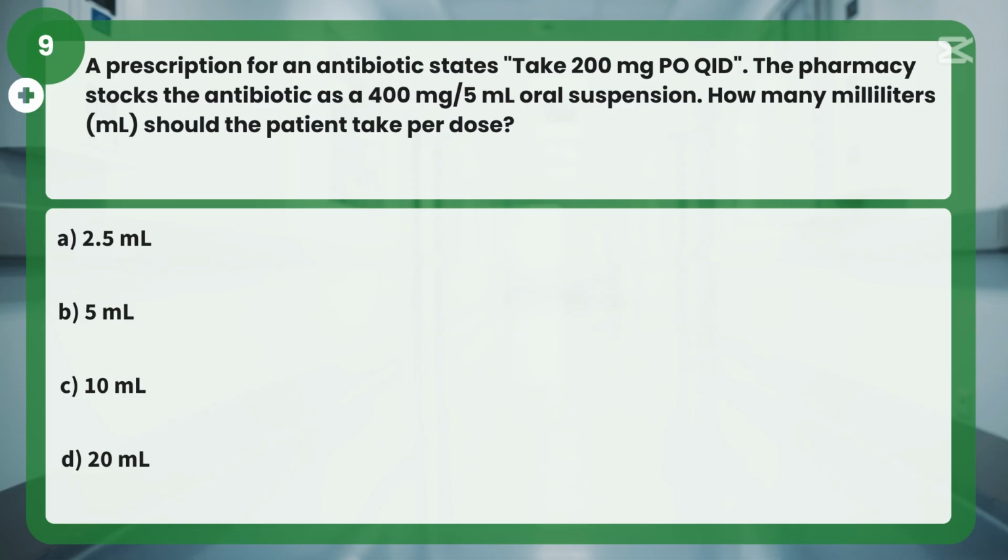Question 9. A prescription for an antibiotic states, take 200 mg PO QID. The pharmacy stocks the antibiotic as a 400 mg per 5 ml oral suspension. How many milliliters, ml, should the patient take per dose? A. 2.5 milliliters. B. 5 milliliters. C. 10 milliliters. D. 20 milliliters.